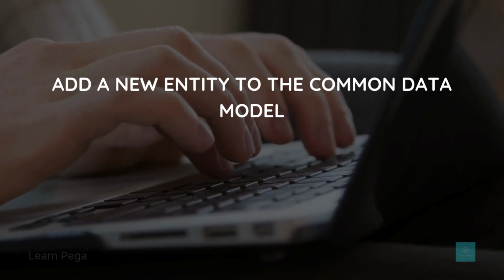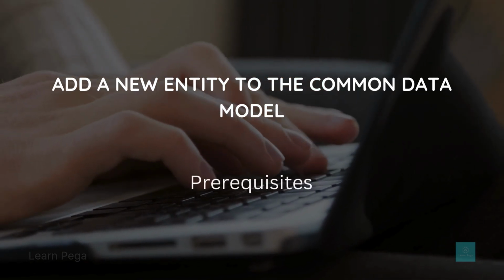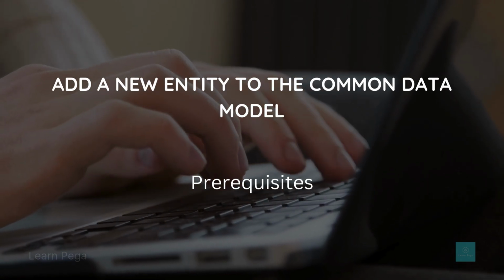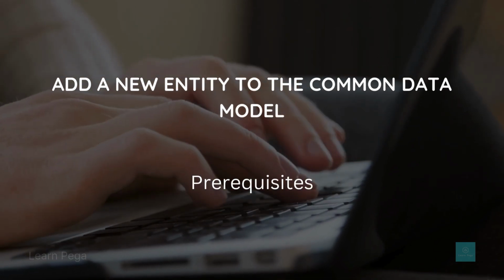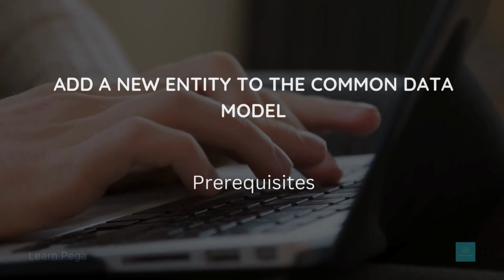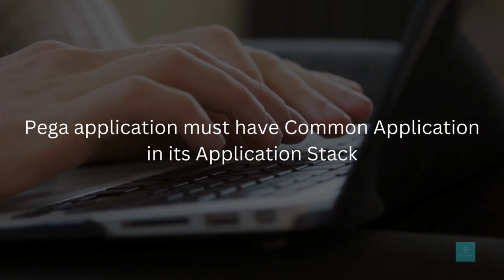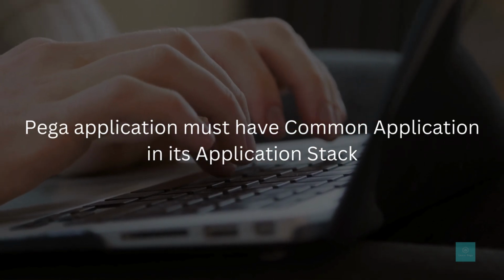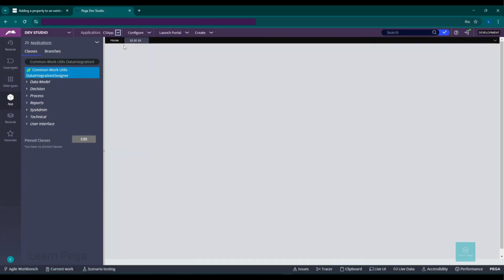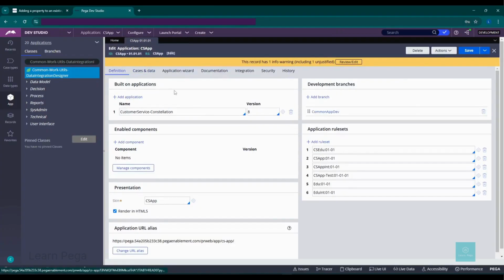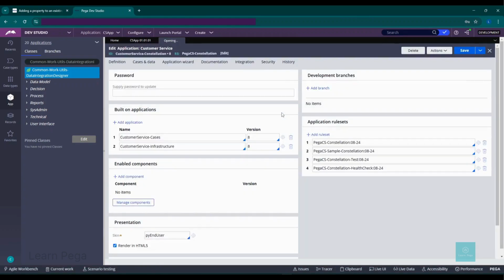In part 1, we covered the key prerequisites. And since we'll need to fulfill the same prerequisites for this task, we'll quickly review them again here. The first prerequisite is that the common application should be available in your application stack. You can navigate to the Designer Studio and open the application definition. Check if the common application is listed under Built-on Applications.